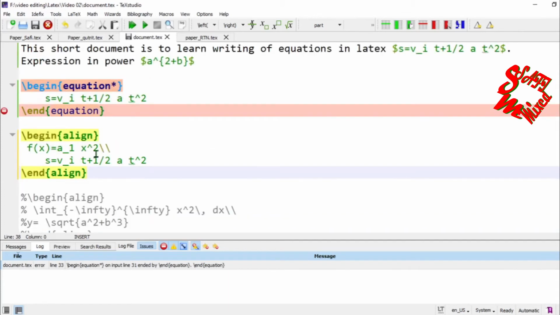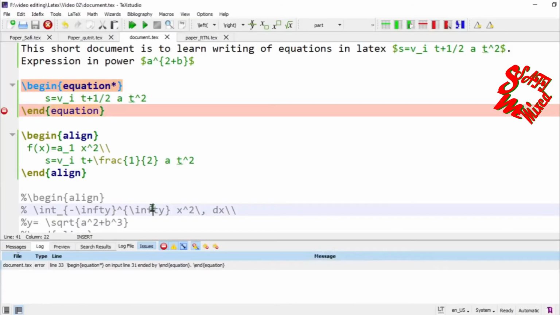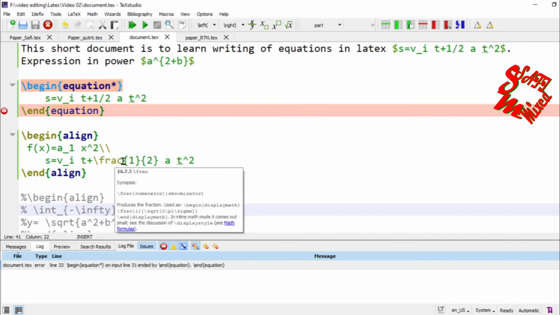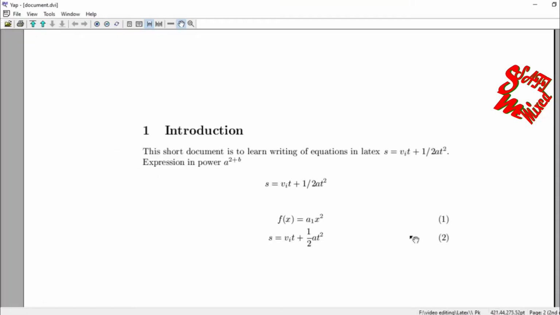So I have written two equations of different lengths over here. If I build the document, I have both of these equations over here. Each equation is labeled with a number. So now let us understand thoroughly what I have done over here. To write in proper division form, the command \frac is added and the numerator and denominator are separately enclosed inside the two sets of curly braces like in this case. So one is the numerator and two is the denominator. And if you look here in the built document, they are written in 1/2 form.